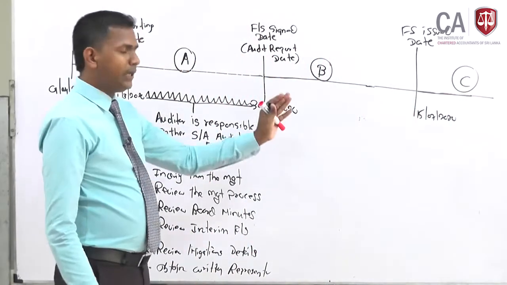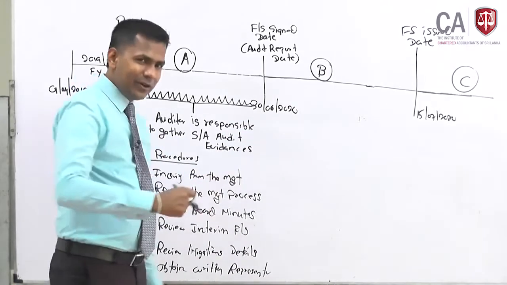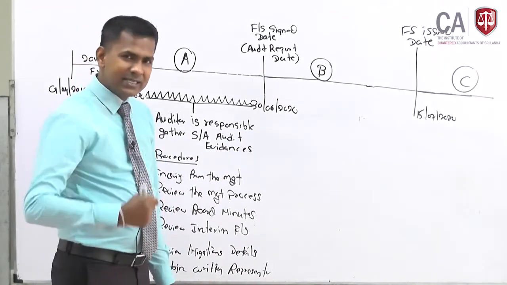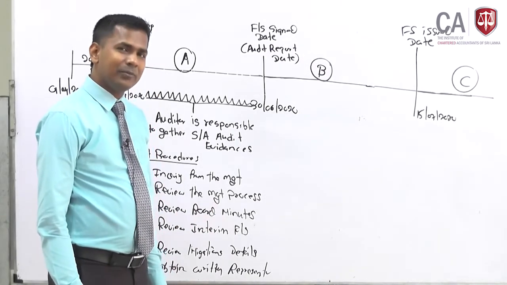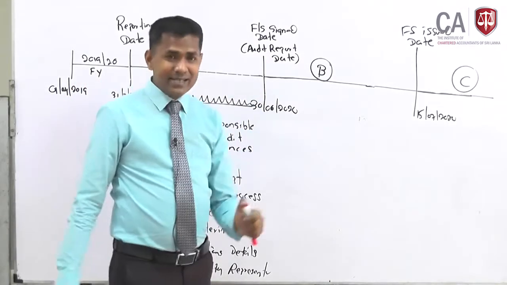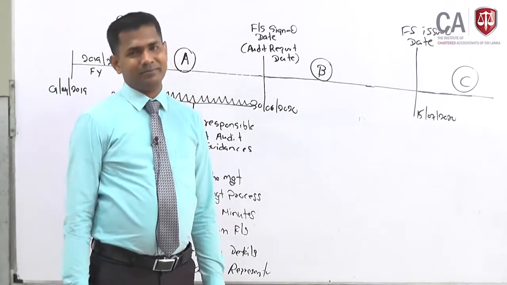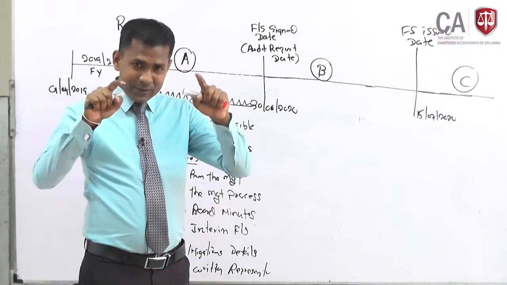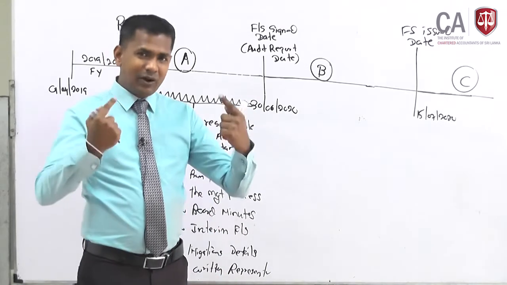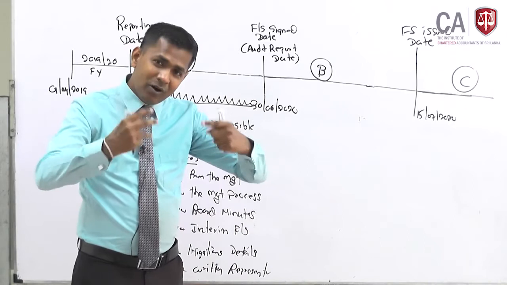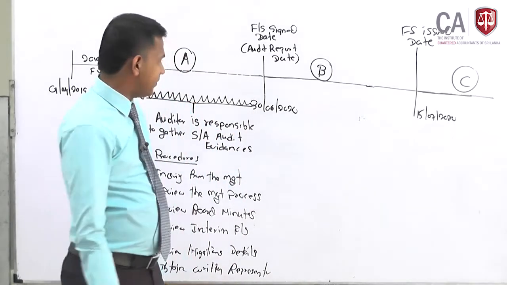Now, part B. The auditor has signed off the finance statement, management has signed the finance statement, and the audit report has been signed by the auditor, the audit partner, but the finance statements are not issued to the public. What is the responsibility of the auditor? That is what we are going to discuss. Is the auditor responsible or not? Carefully listen to me, right?